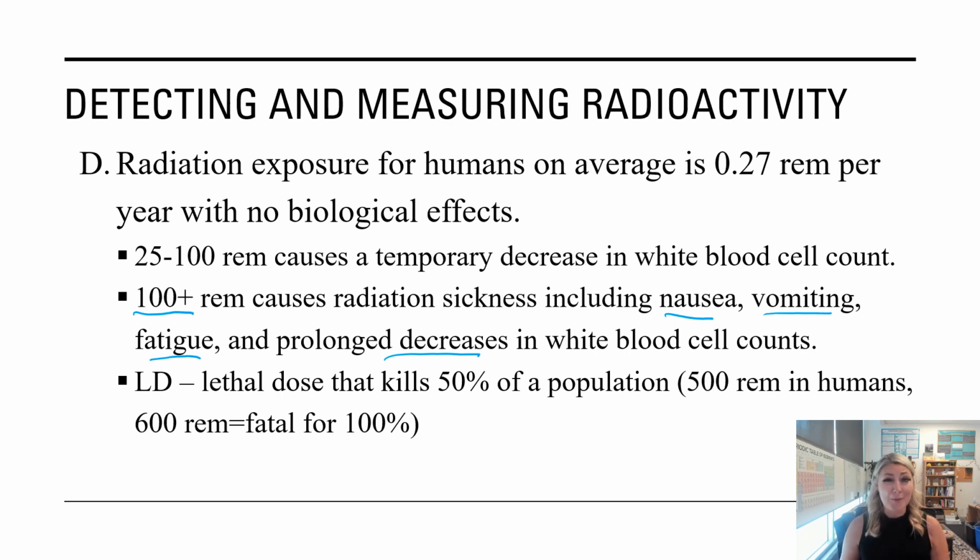Finally, we need to talk about what an LD is. Your LD50 is your lethal dose that kills 50% of the population. So for example, in humans, 500 rems of exposure will kill 50% of humans you expose it to. So if you have 100 humans and you expose them all to 500 rem, half of them are going to die. That's an LD50. Keep in mind, we don't have to double that to kill the remaining 50 people. Just increasing that to 600 rems will be fatal for 100% of the population.